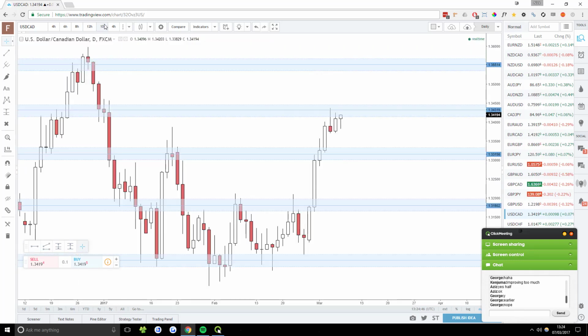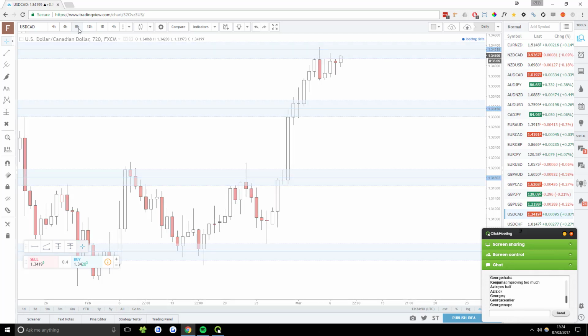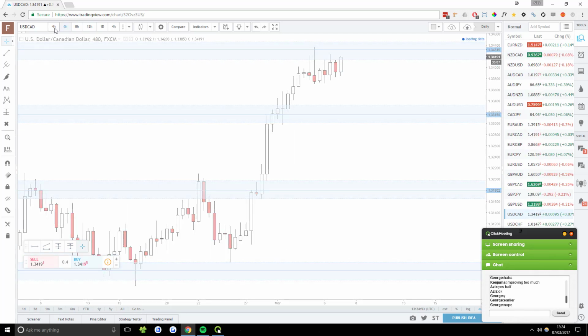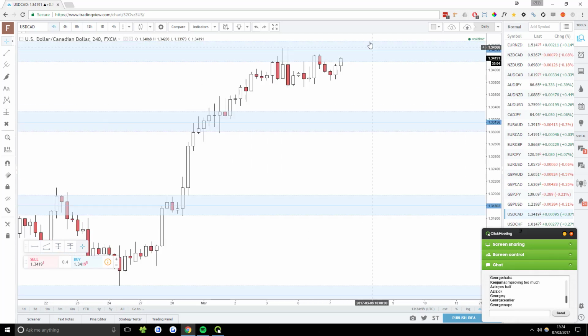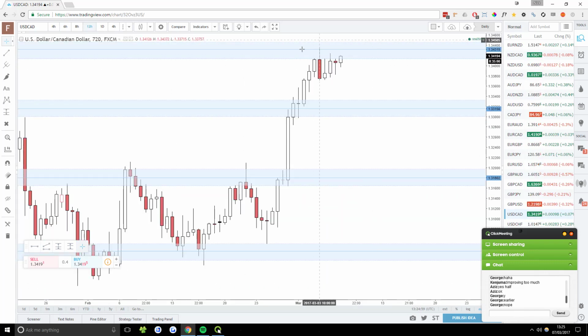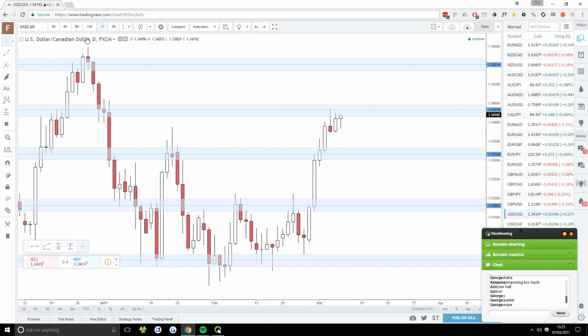All right, USD-CAD. I know a lot of you have been looking at this for a while now, but it doesn't really look that good to me anymore. Especially lately, it's just been pushing up. There's nothing that I would really want to trade here on USD-CAD.